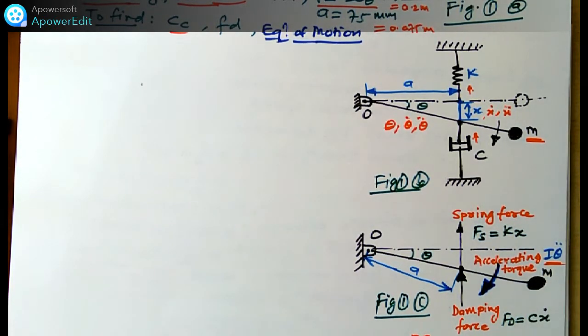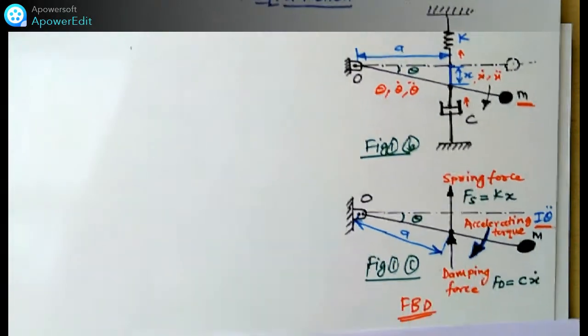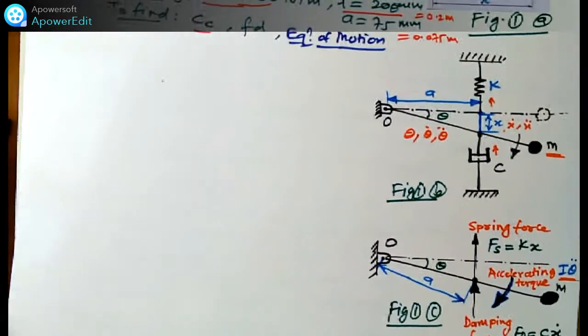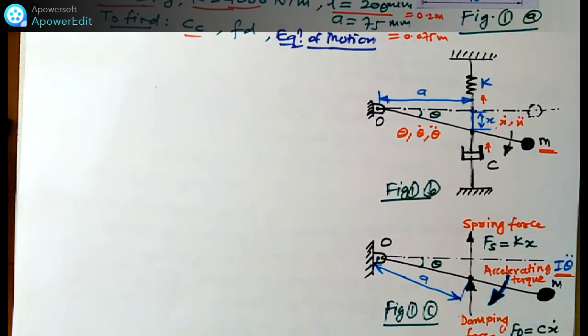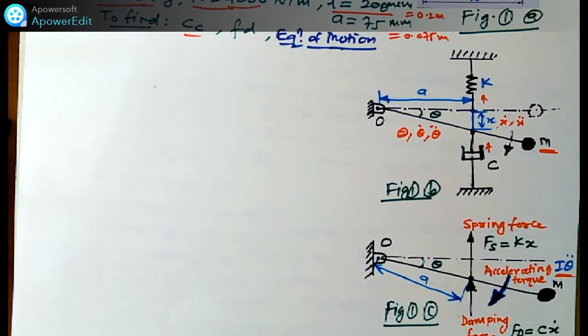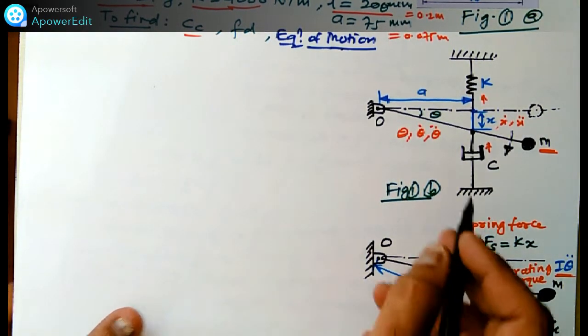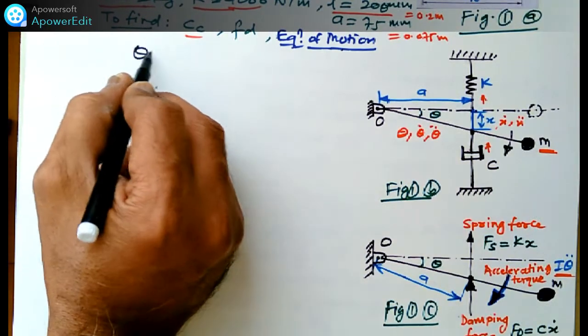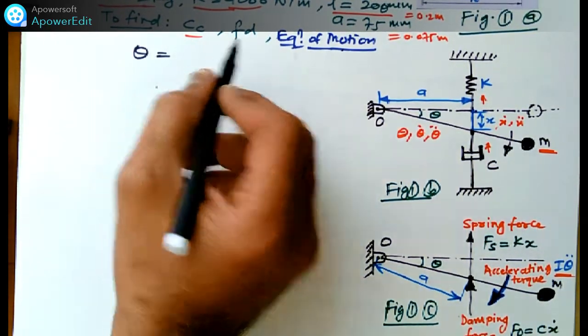So damping force is in the upward direction, and the spring force too; these are the external forces. So what we have to do? We have to write down the equation of motion. So how to write the equation of motion for this system? By using the relationship of this theta. Theta, this displacement for this mass, this is the spring and the damper will be there.